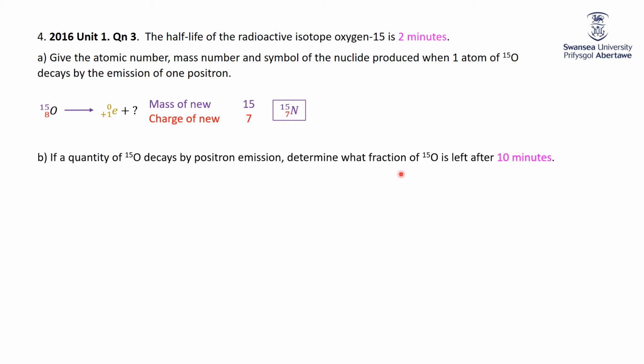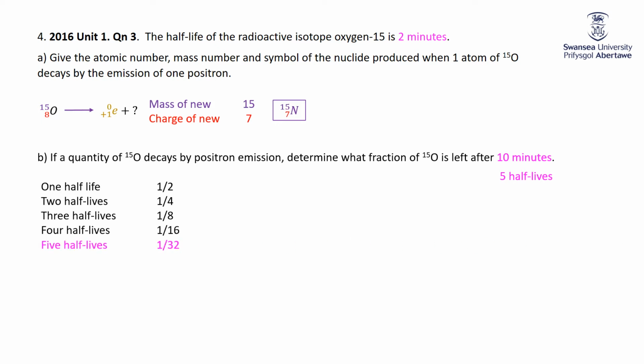The quantity decays by positron emission. What fraction is left after 10 minutes? Well, 10 minutes is 5 half-lives. So after 1 half-life, you've got half left, after 2, you've got a quarter, after 3, you've got an eighth, after 4, you've got a 16th, and after 5, you've got a 32nd, because we're just halving each time.